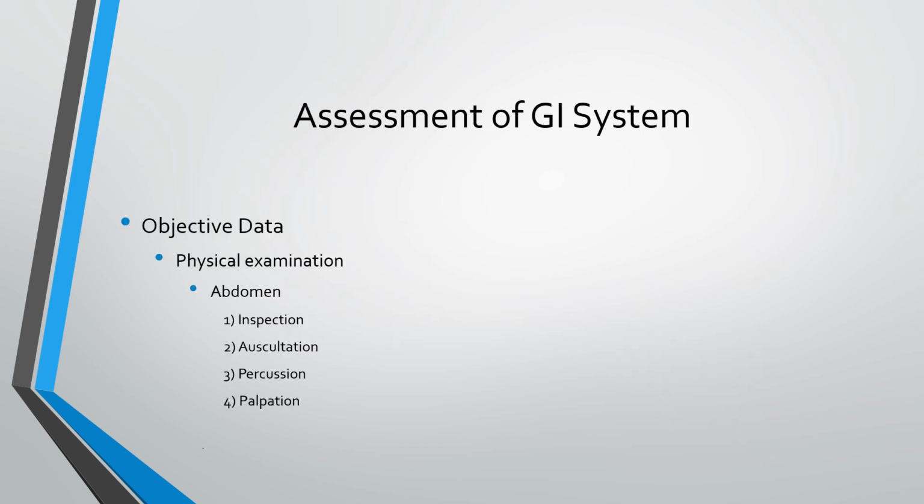So then we get to the objective data. This is getting in there and looking at their abdomen. You really need to expose the abdomen for inspection. You want to provide privacy for a patient. Don't just walk in there, rip their shirt up. You want to say, hey, can I please assess your abdomen? I'm going to pull your shirt up. I really want to look first.